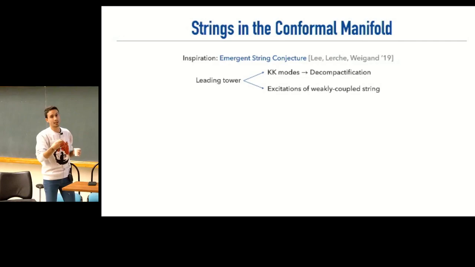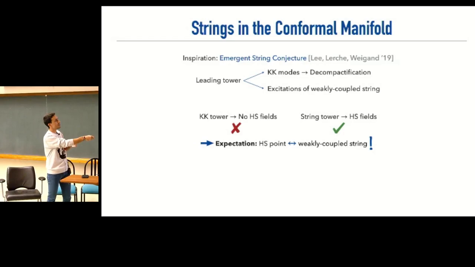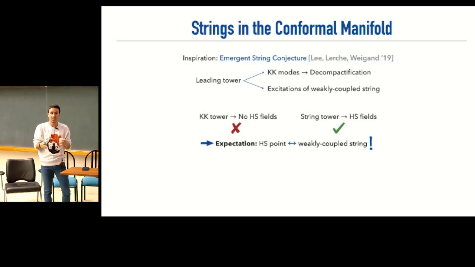For us, this is going to be very important because they have very distinct features, in the sense that the KK tower has no higher spin fields, while the string does. So the expectation will be that the higher-spin points are in one-to-one correspondence with a string limit. So essentially, I expect to get weakly coupled strings in the conformal manifold.